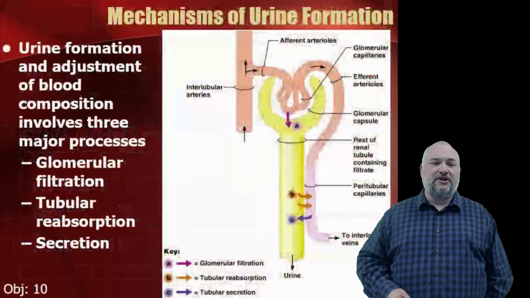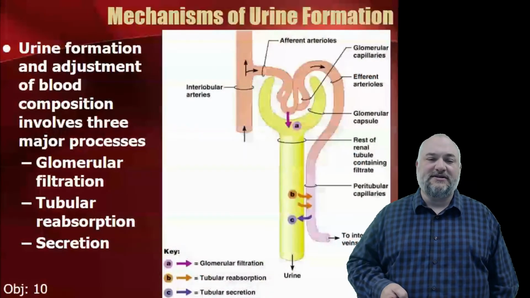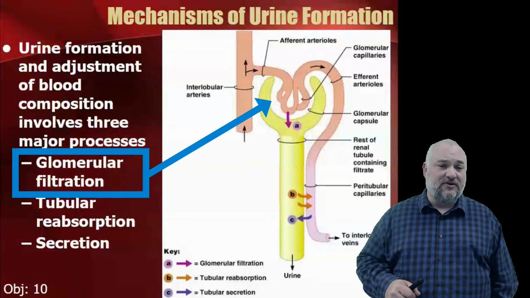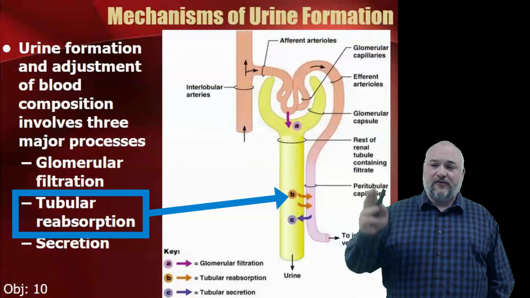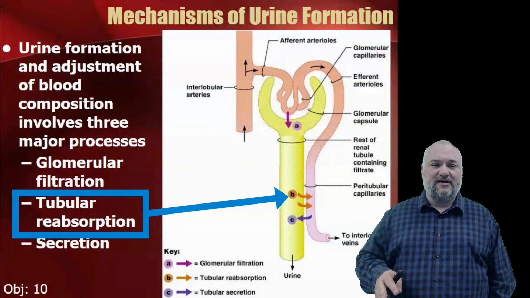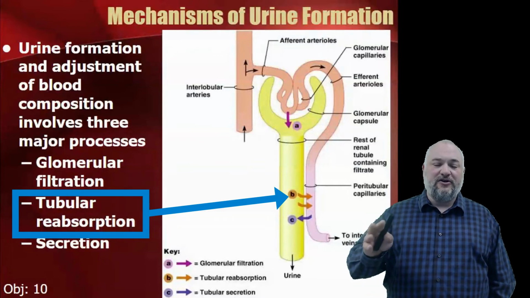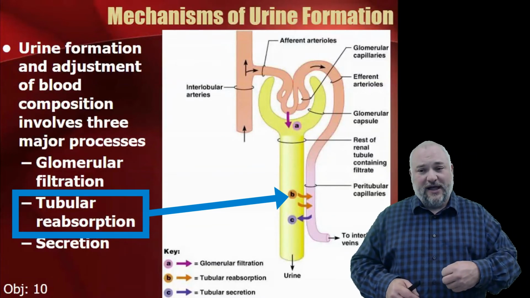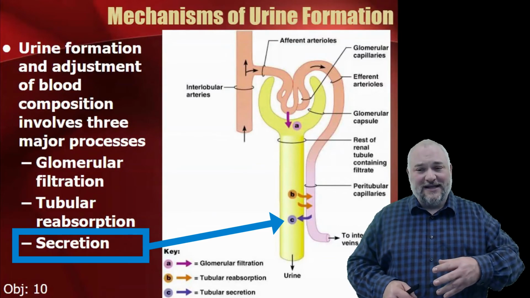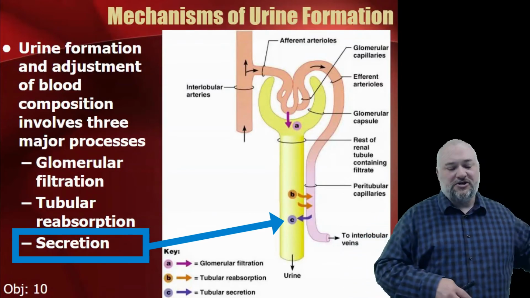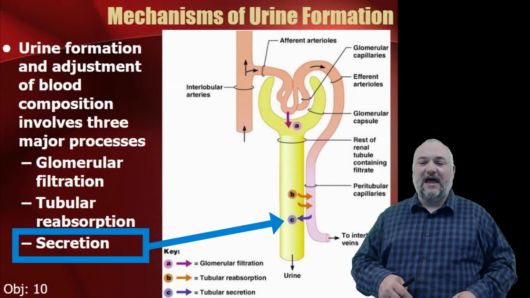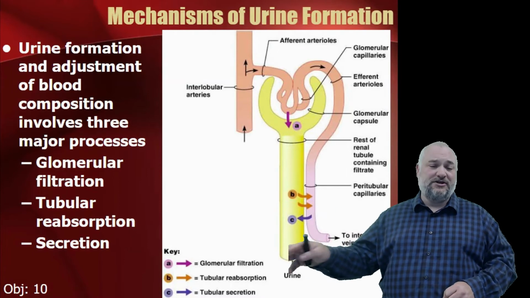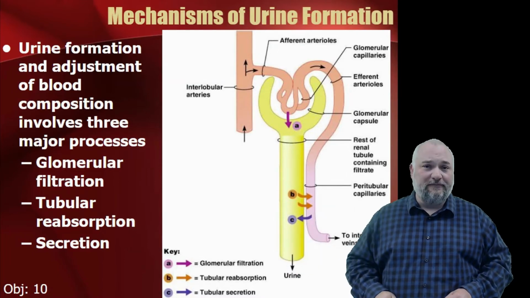So urine formation and adjustment of blood composition involves three major processes. First, glomerular filtration, which happens up at the top there, where the glomerulus and the glomerular capsule are. You push everything out of the blood. And then further on, in the loop of Henle and the rest of the tubes, you've got tubular reabsorption, that's B there, where you reabsorb all the good stuff you want back into the blood. Sometimes a little bit of stuff you don't want gets back in there, so you do a little bit more secretion and push that stuff out of the blood at the end, and then you've got perfectly balanced blood, hopefully, and whatever you didn't want in there, which is now urine, you'll move on out of the body.